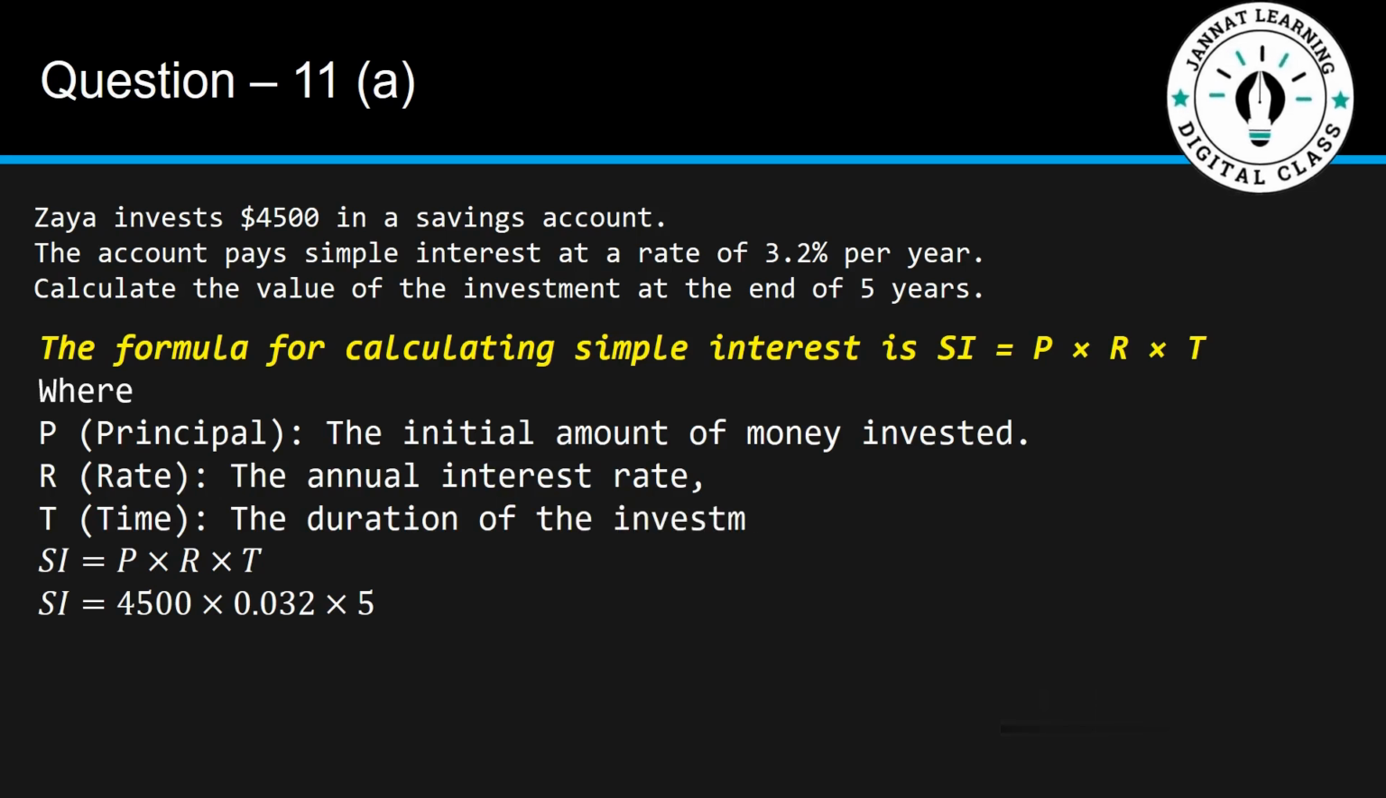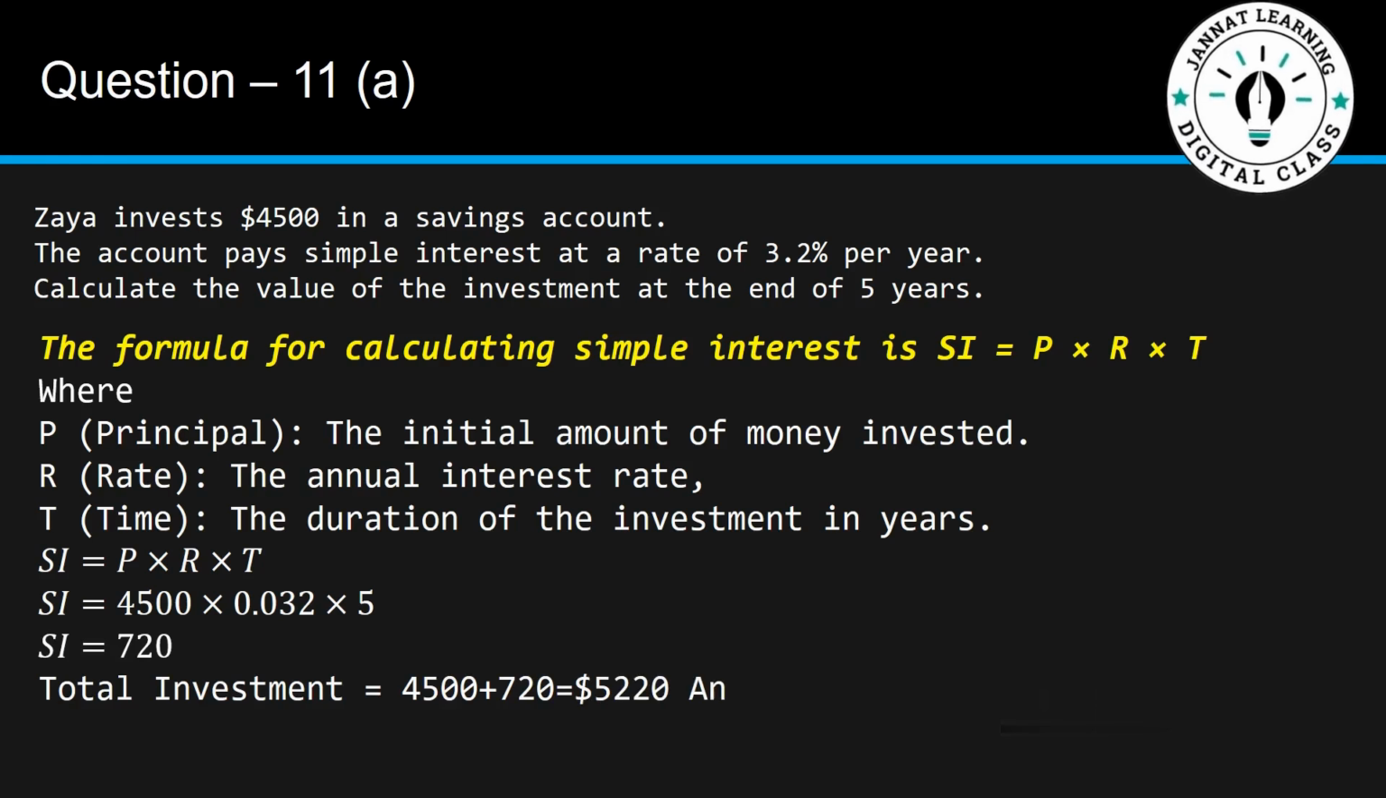Put the values in the formula, we get 720 interest for 5 years. Therefore, total investment at the end of 5 years: 4,500 plus 720 equals $5,220.